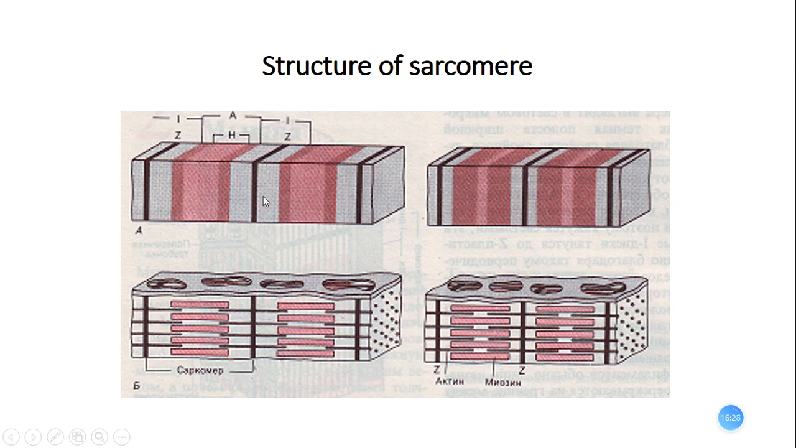And here we have the Z disc or Z line. Between two Z lines is one sarcomere. From here to here is one sarcomere, and then again the next sarcomere. And here we have two different schemes. This is the normal relaxation state, and this is the contraction state.